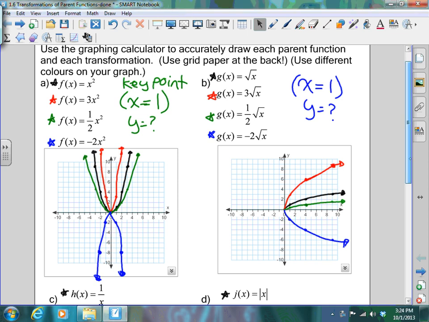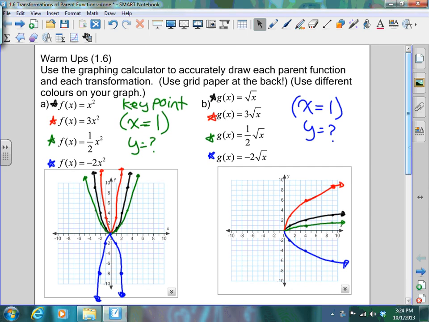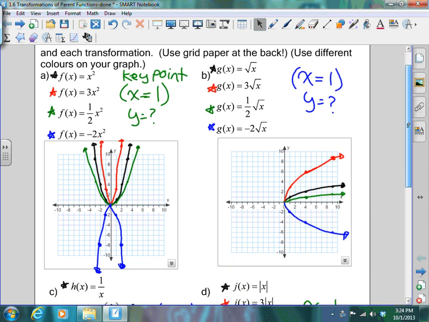Class. Today we're looking at warm-ups 1.6, and we'll be dealing with transformations of parent functions. This warm-up is what we had put on last day's lesson, trying to use the graphing calculator. We will hopefully spend some time in class taking a look at this. So let's just examine a little bit of it right now.